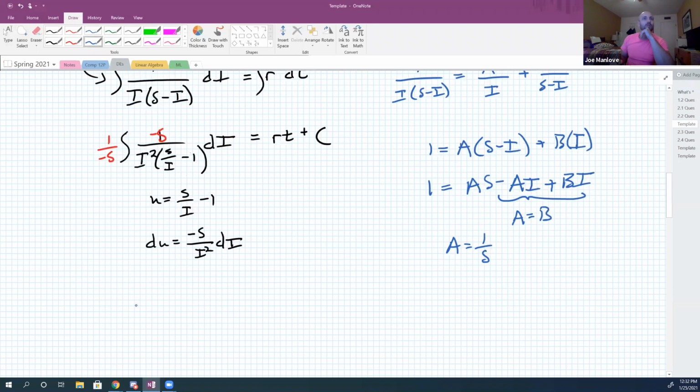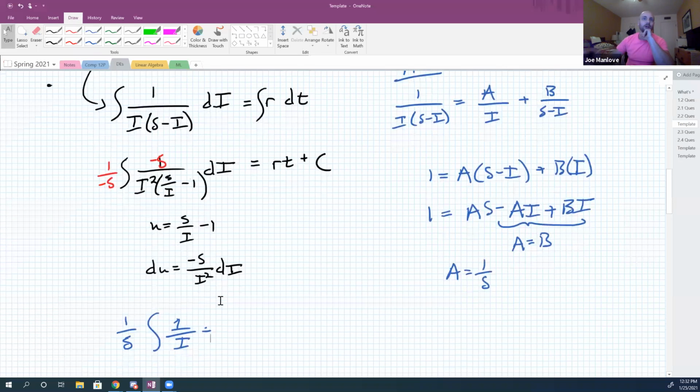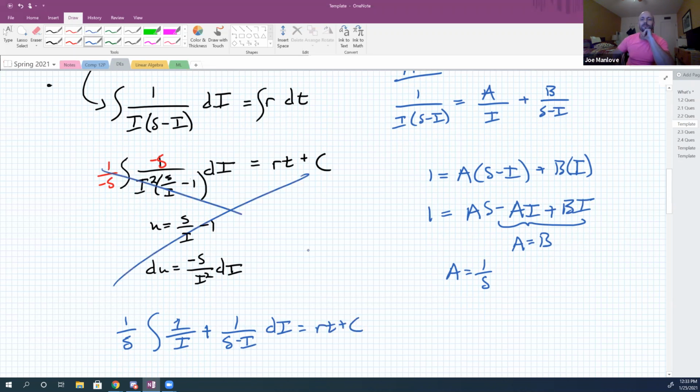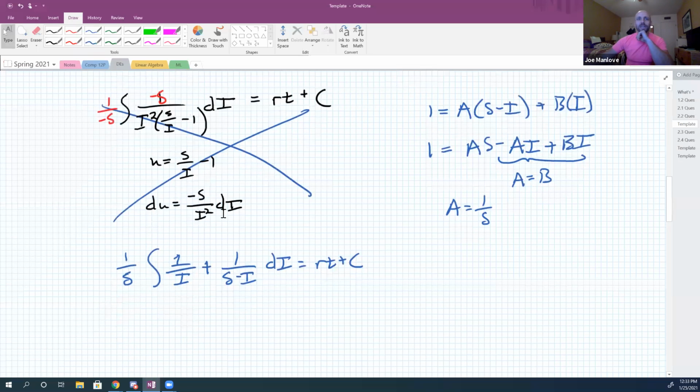Okay, so all told here, however you do this, I'm going to do my partial fraction decomposition. So I'm going to have 1 over S times the integral of 1 over I plus 1 over S minus I dI is RT plus C. I'm going to just call ick on Ethan's method.